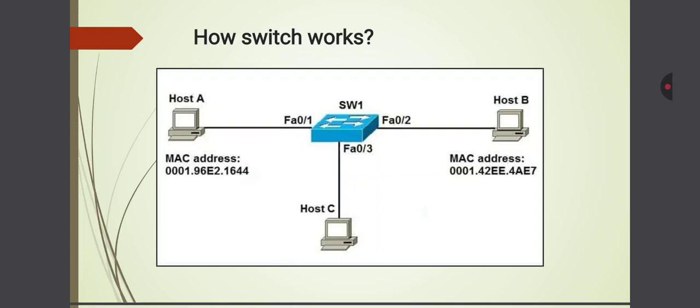Then the PC who has that MAC address knows that this frame has arrived for it, and that destination PC is going to reply with its MAC address and tell the switch, hey, I am this one and this is my MAC address. After that, the switch again forwards the frame to the source, and stores the MAC address of the destination.